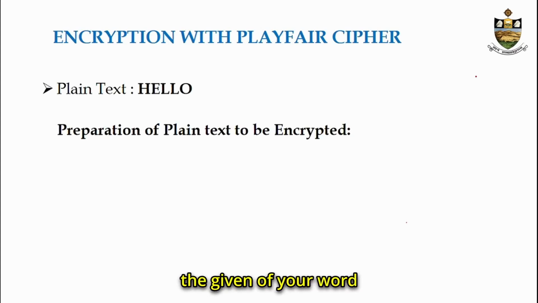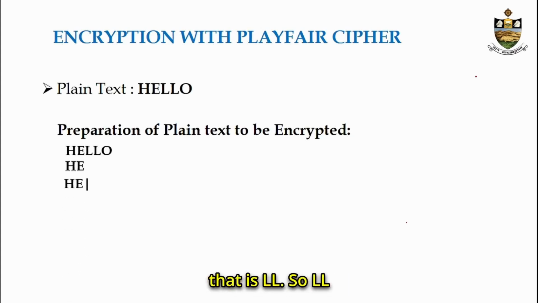The given word is split into pairs of letters. In preparing the plain text to be encrypted, "hello", we write it as pairs of letters. The first pair is HE. HE are two different characters, so there is no problem. The remaining pair is LL, and LL are the same letters.